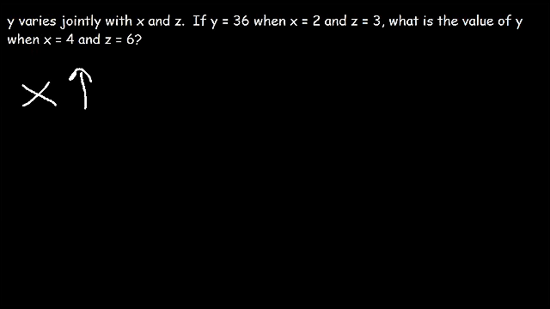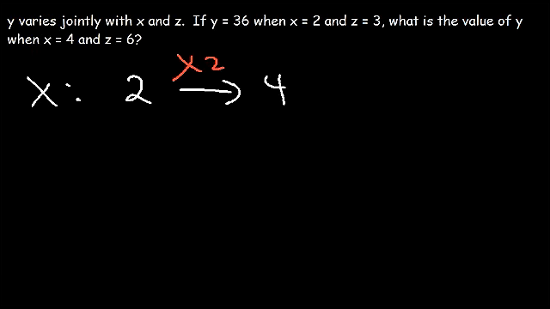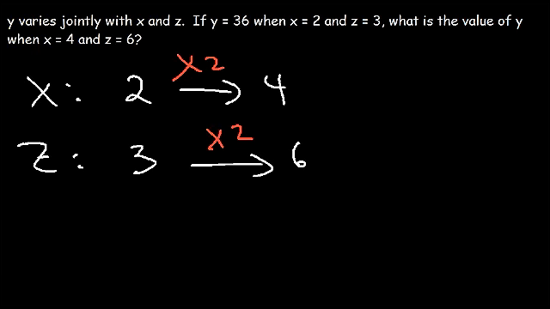So let's see if we can answer it conceptually first. So let's focus on x. X increases from 2 to 4. So it increases by a factor of 2. Now z increases from 3 to 6. So how much should y increase by?